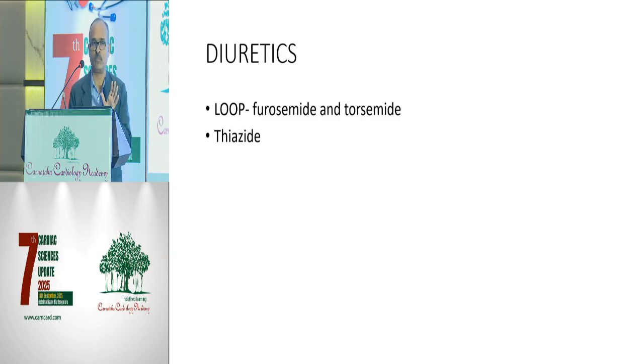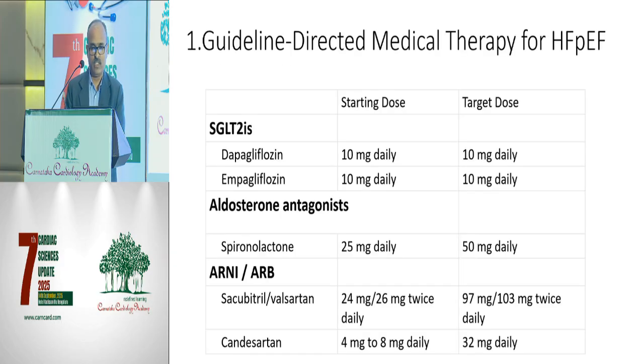Diuretics are the mainstay: loop diuretics, furosemide and torsemide, in the proper dose. Thiazide diuretics can be added. Be careful when you are using metolazone, or that molecule, which can cause significant changes in the electrolytes. Acetazolamide can be used if you cannot use an MRA. And the guideline directed medical therapy, we'll come to that. SGLT2 inhibitors, we already heard. DAPA or EMPO, start at 10 mg, continue at 10 mg.